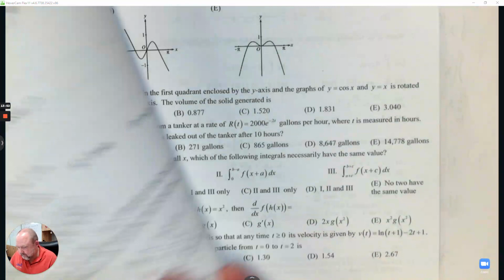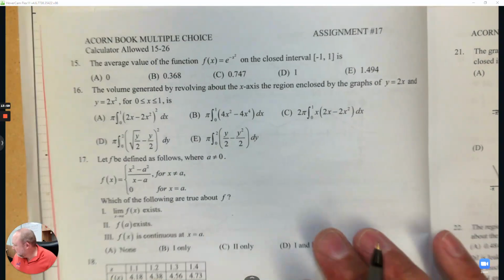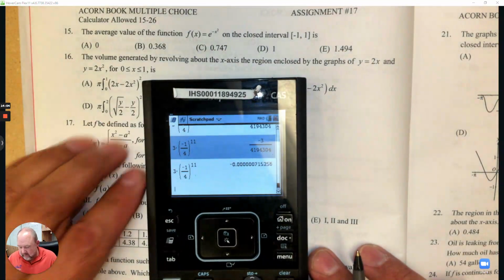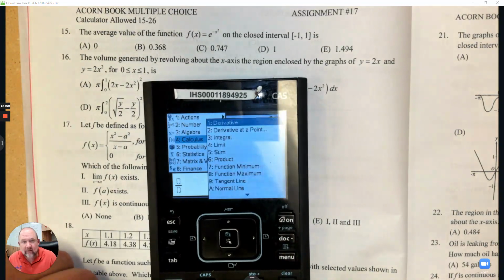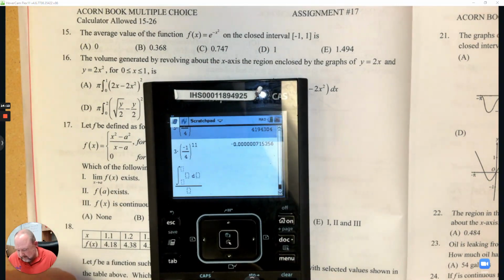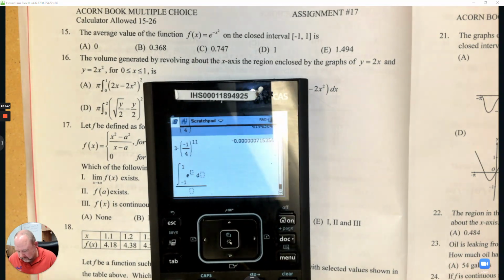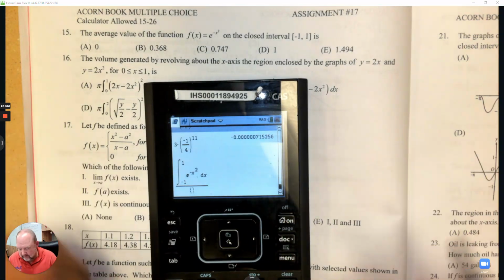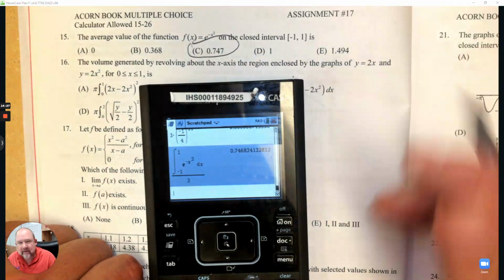All right, number 15. I need a calculator. So what am I going to put in the calculator? Average value. Let's just go straight to it. I didn't even write it down. So I'm going to need a fraction. I know I'm integrating, right? We're getting stronger at this. And then the bounds go from -1 to 1. And I'm going to integrate that function, e to the negative x squared. And then subtract by the difference. So 1 take away -1 is actually 2. I get 0.74, perfect, done. Right? Doesn't have to take long.